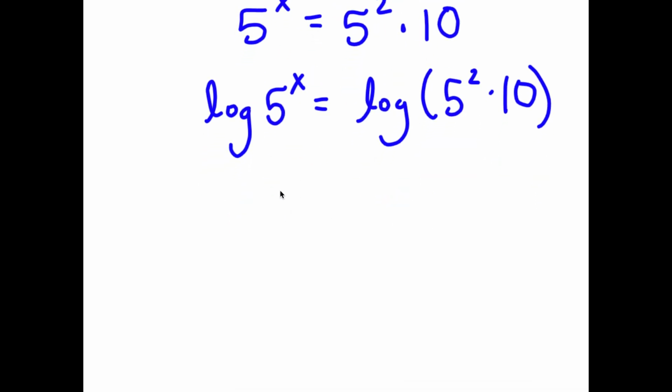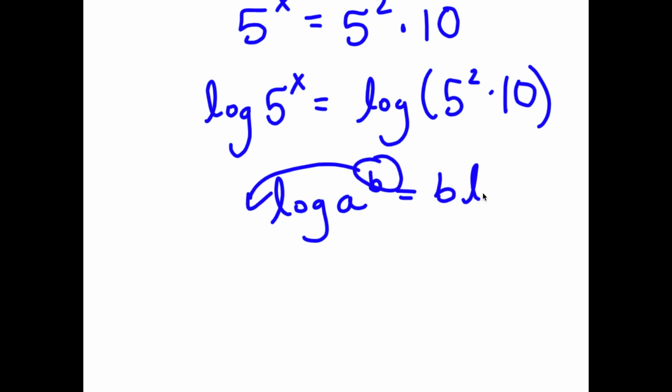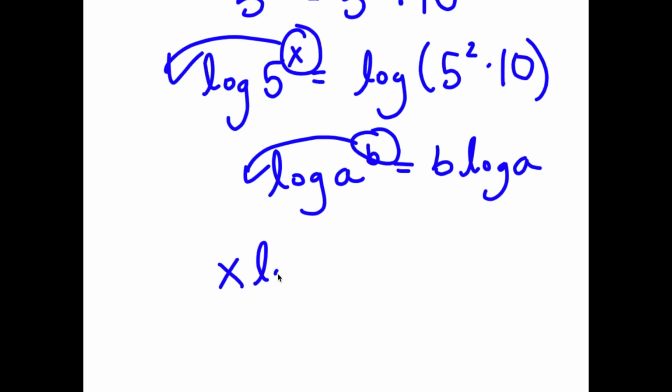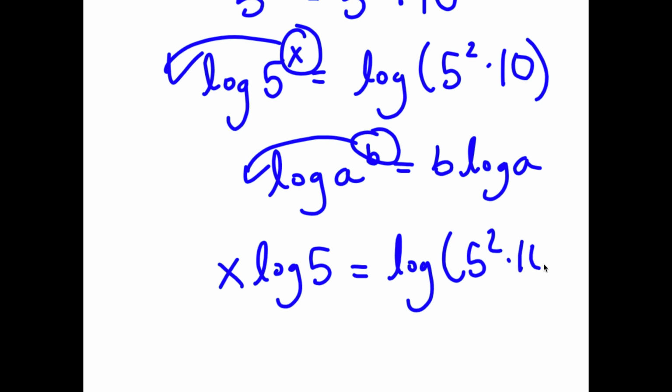And now an important rule to note down is that if I have something in the form log a to the power of b, I can actually move this exponent b to the front. So this is going to equal b times log a. So in this case, I have log 5 to the power of x, and we can think of x as b in this case. So I can simply move x to the front. So now I'm going to have x times log 5 is equal to log of 5 squared times 10.